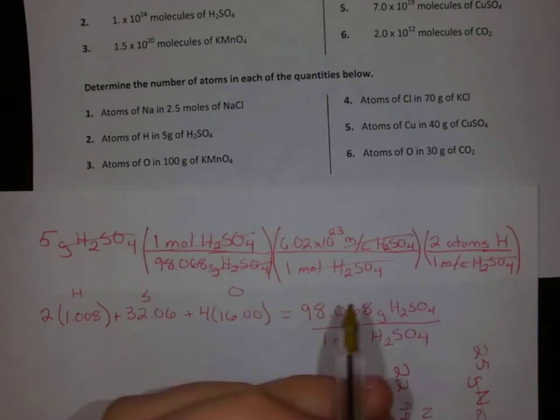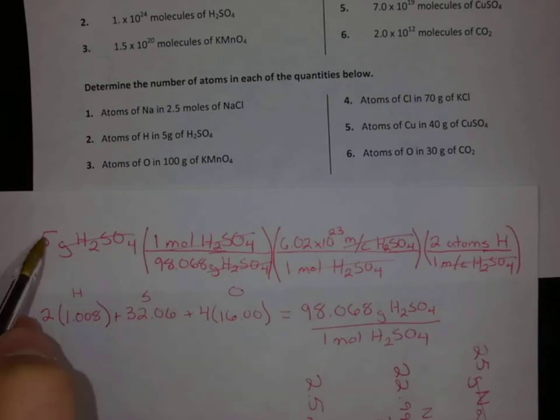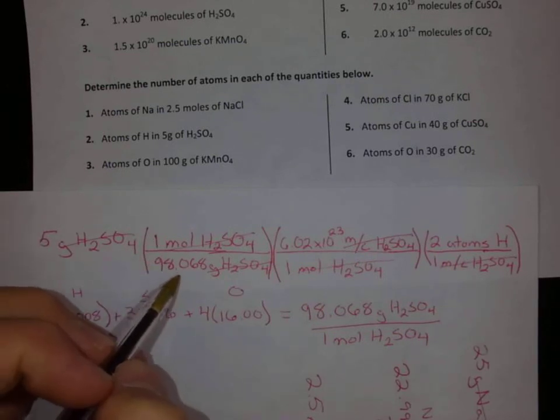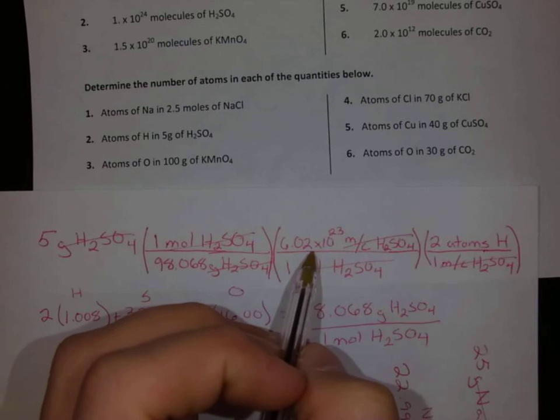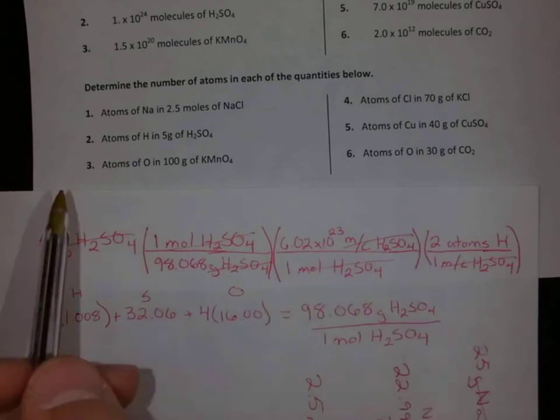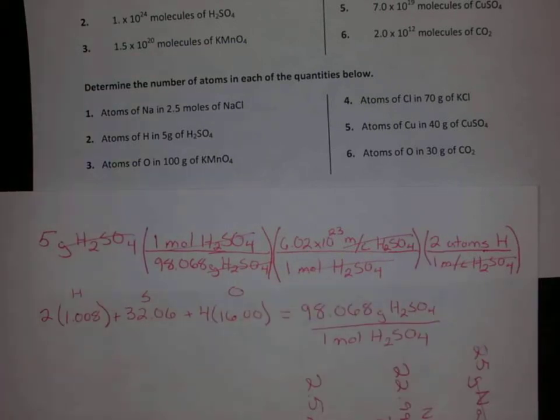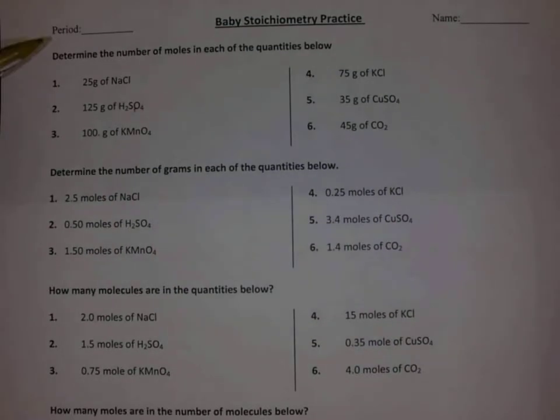All right, so if I do this multiplication, I would do 5 divided by 98.068 times 6.02 times 10 to the 23rd times 2, and I should get my answer. So now we should be able to do this whole worksheet.